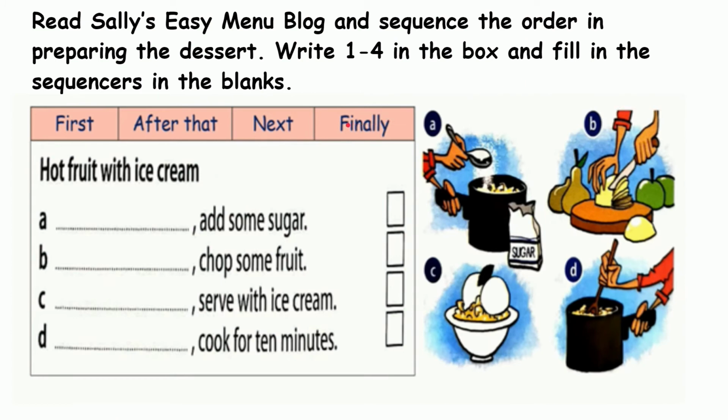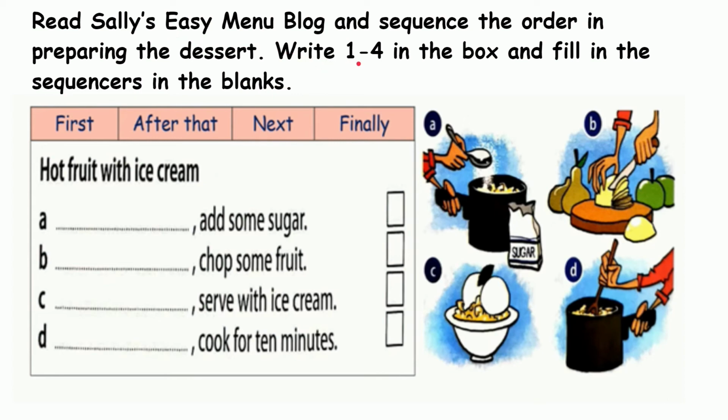We have read Sally's easy menu blog. Now you have to sequence the order of preparing the dessert. Do you still remember what her dessert was? It is hot fruit with ice cream. She made that for her dessert, right? You can read Sally's easy menu blog again and sequence it.